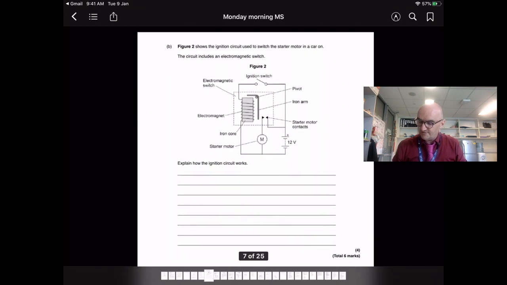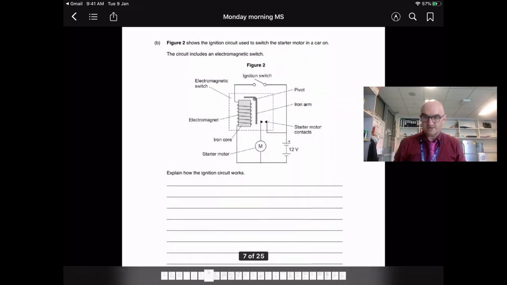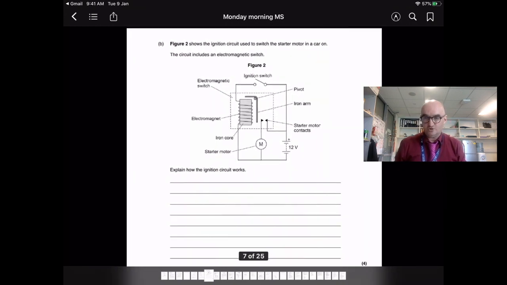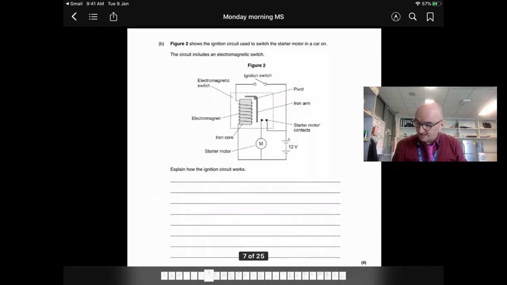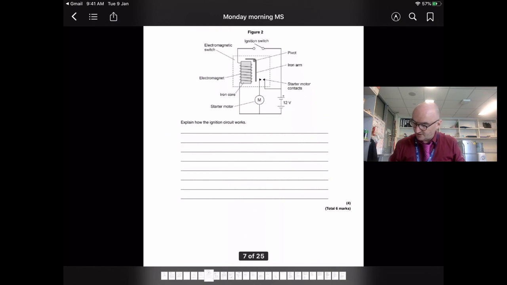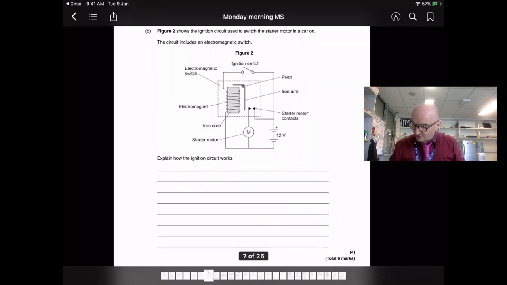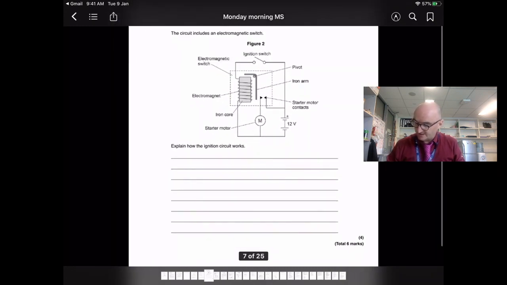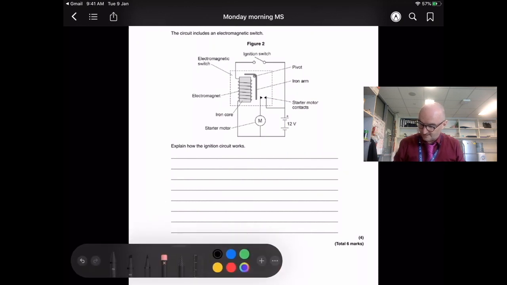Figure 2 shows the ignition circuit used to switch the starter motor on in a car. Go Elon Musk. The circuit includes an electromagnetic switch. Explain how this works, and you're going to get this. Total for the question is 6 marks. This aspect of the question is 4 marks. Lots of students throw lots of marks away on these things. And when you tell them the answer, they go, oh, I knew that. So, write it down. What's the first thing that we should write?